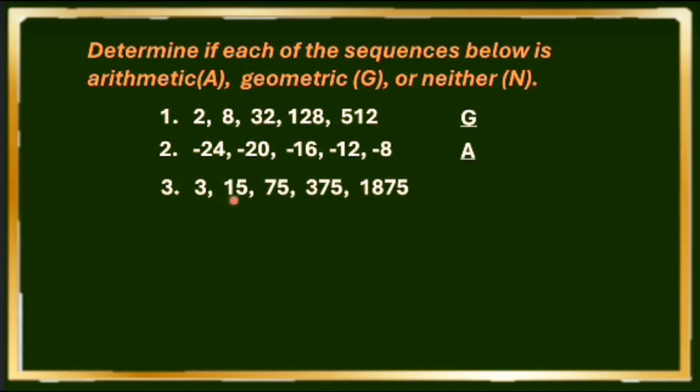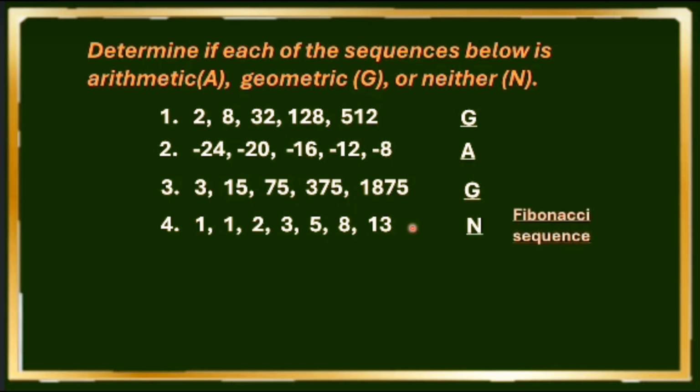Okay, 3 times 5, 15, times 5, 75, times 5, 375, times 5, 1875. It's multiplying by a constant number, which is 5. Therefore, it's geometric sequence. Number 4. 1, 1, 2, 3, 5, 8. If you add 1 plus 1, 2. Well, is this arithmetic? No. Is it geometric? No. It's neither. What kind of sequence is this? What do you call this sequence? It is Fibonacci sequence.